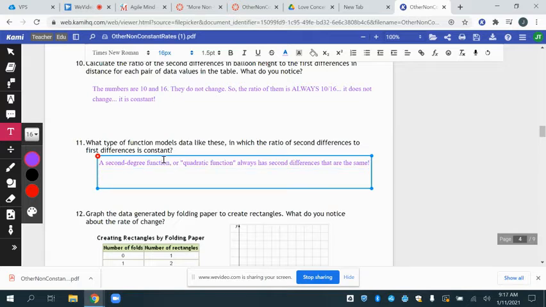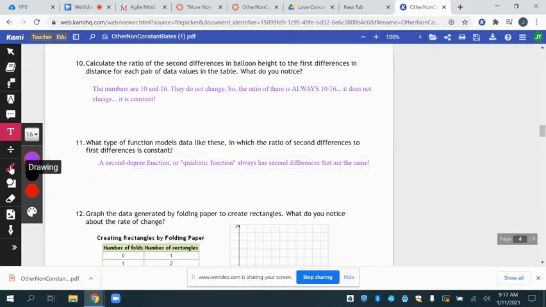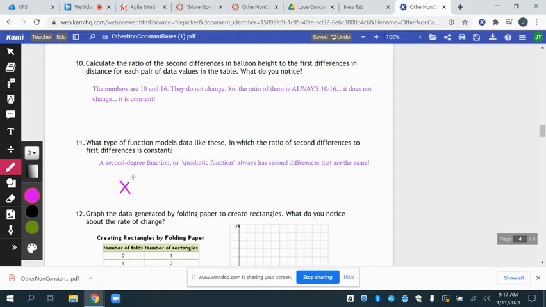So you know a second degree function is when I have x with a 2. That's what makes something second degree or quadratic. You can't have something bigger than that, but you have to have something with an x squared. You can have other numbers in front.